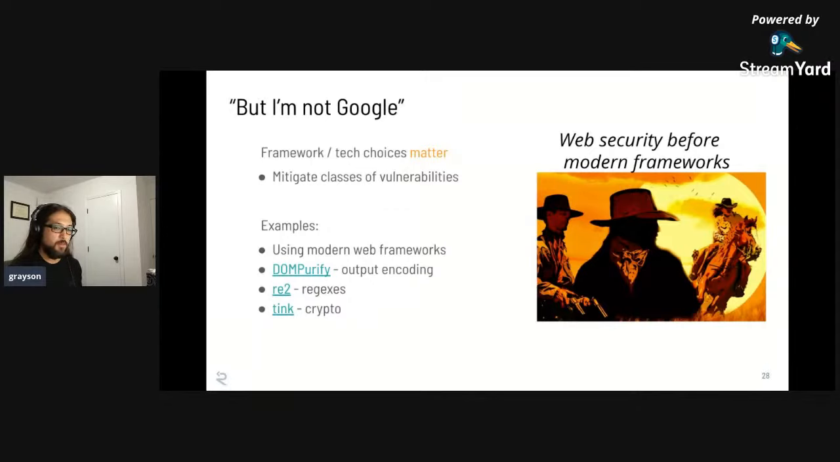Other options include things like DOM Purify, which does context-aware encoding for web pages to prevent cross-site scripting. And another one is RE2, which is a drop-in replacement for the default Python regular expression module. The default re module in Python is vulnerable to denial of service under certain circumstances. RE2 has a, well, as far as I understand, so I won't say identical, I'll say mostly identical API that is not vulnerable to the denial of service that the regular one is.